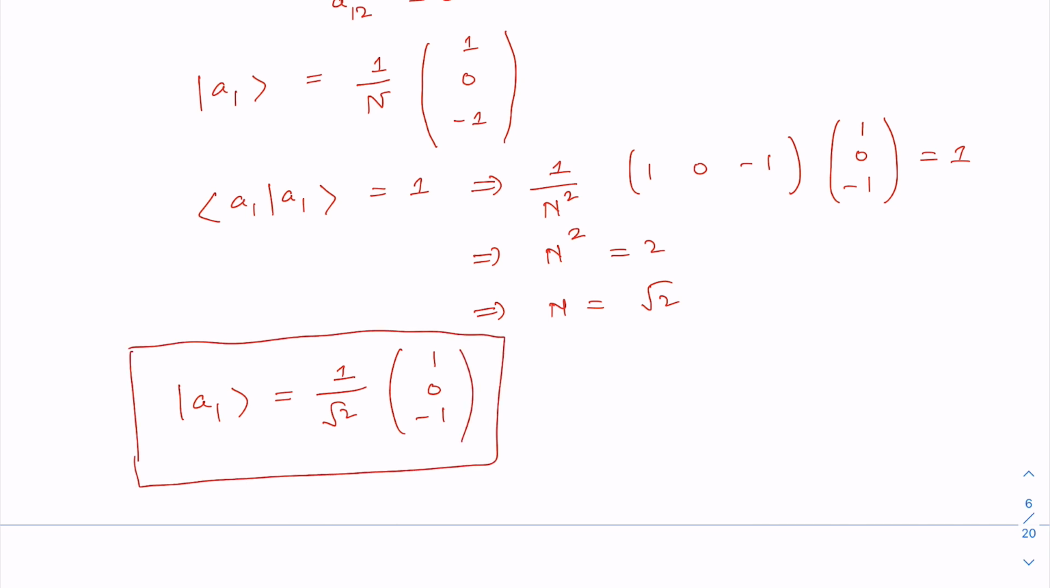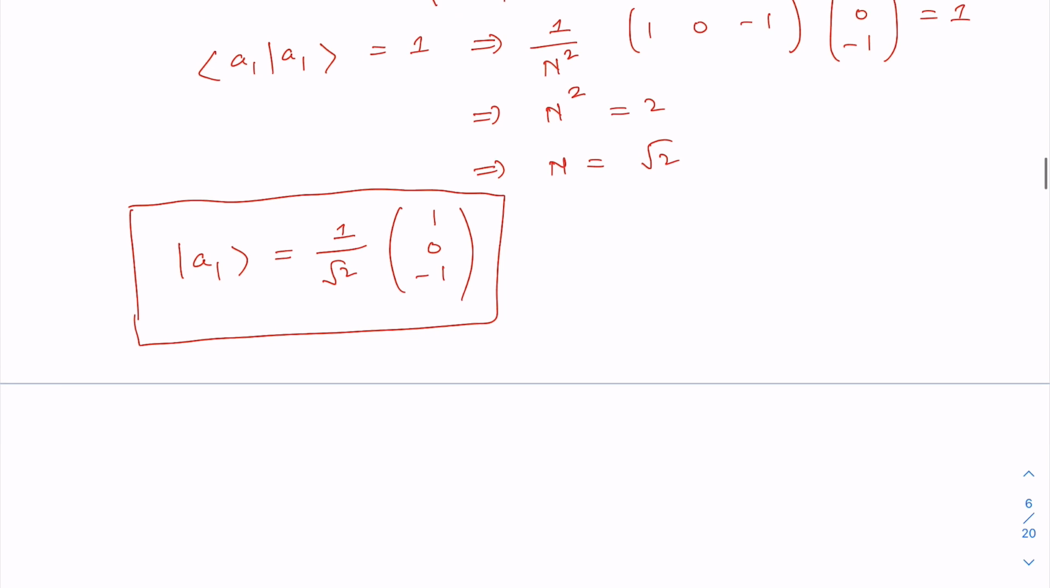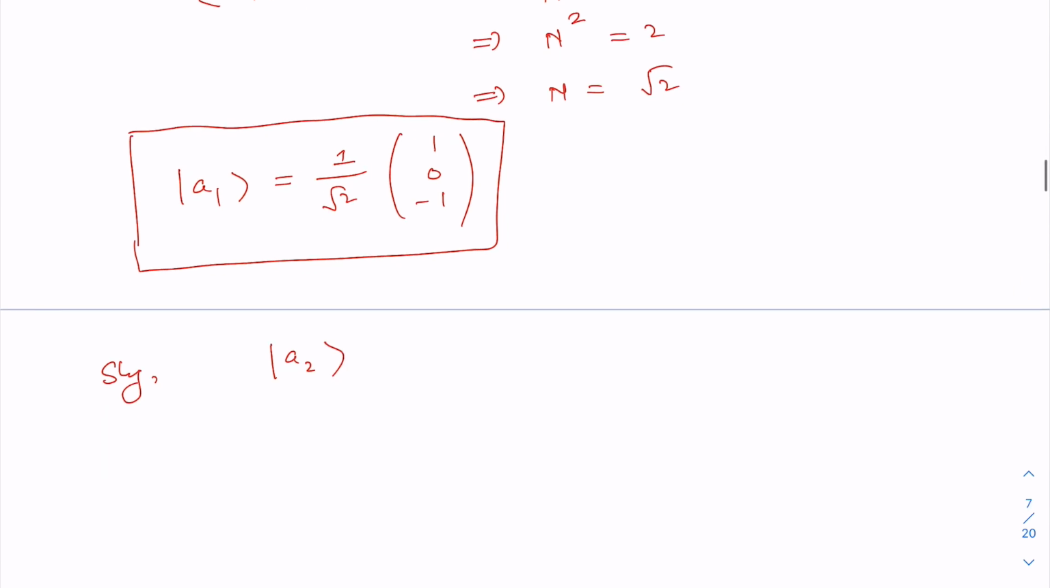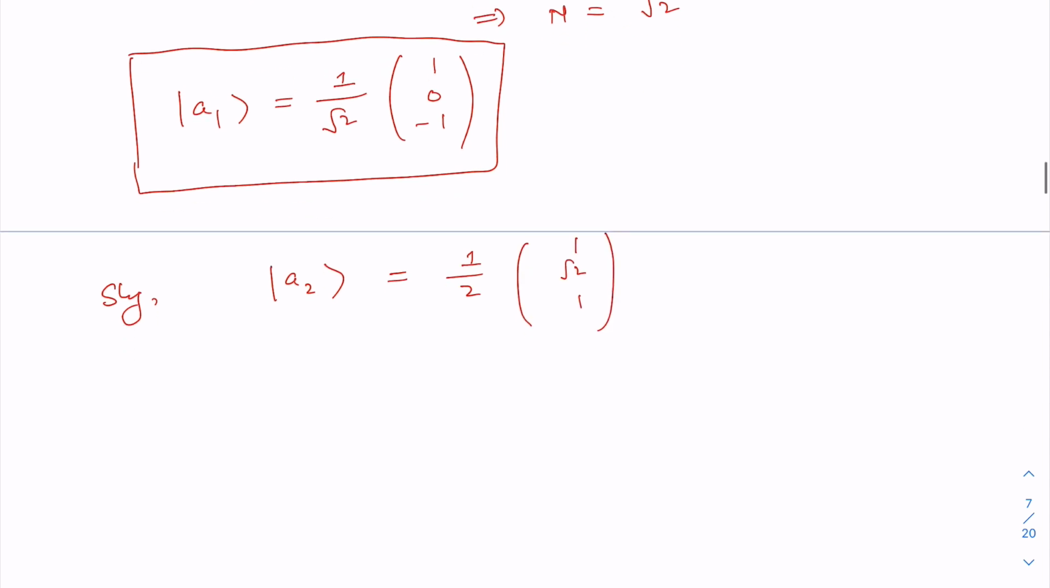Okay. Similarly you can get A2 and A3. A2 would turn out to be half of (1, root 2, 1), and A3, if you do it in a similar way, you will get as half of (1, minus root 2, 1).